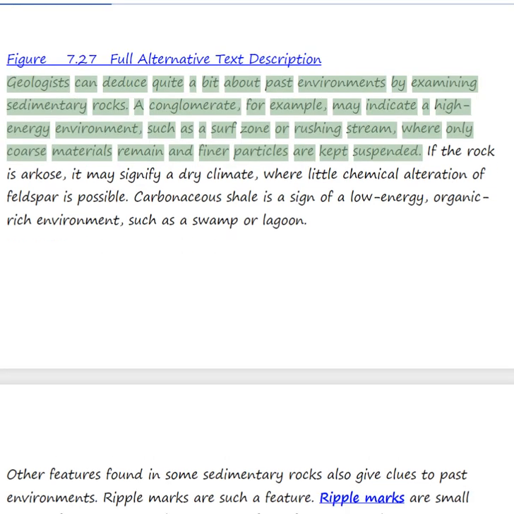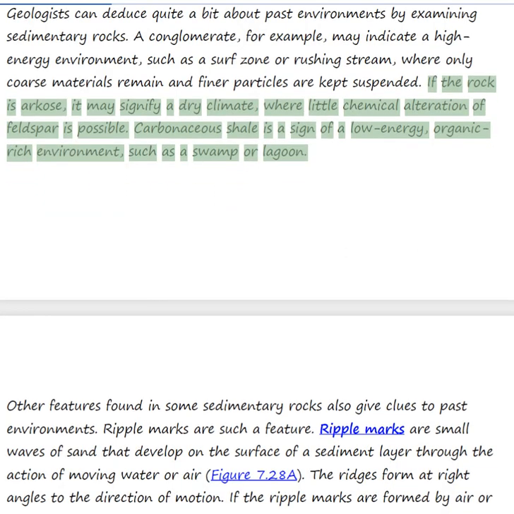Geologists can deduce quite a bit about past environments by examining sedimentary rocks. A conglomerate, for example, may indicate a high-energy environment, such as a surf zone or rushing stream, where only coarse materials remain and finer particles are kept suspended. If the rock is arkose, it may signify a dry climate, where little chemical alteration of feldspar is possible. Carbonaceous shale is a sign of a low-energy, organic-rich environment, such as a swamp or lagoon.